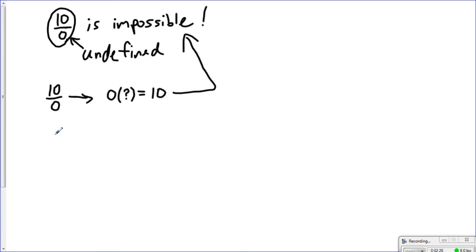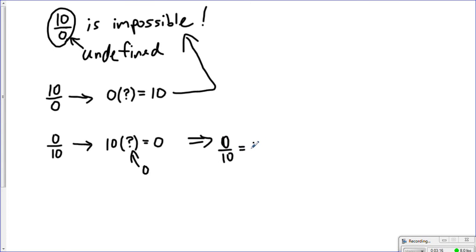Now, let's look at the other. Let's flip this over. How about 0 divided by 10? That's asking how many tens does it take to add up to 0. So you take 10 and how many of them, that's multiplication again. How many tens added together does it take to make 0? 10 times what number equals 0? Is there a number that works there? Of course. It's 0. 10 times 0 equals 0. And that's the only thing that fits. So we conclude that 0 divided by 10 equals 0.